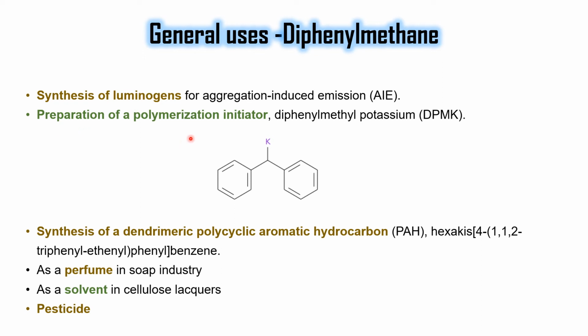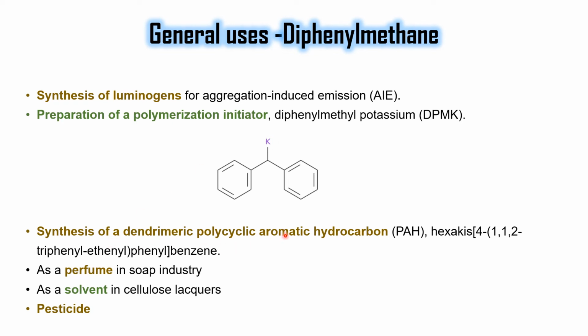Then another application is preparation of polymerization initiator. This is the simple compound DPMK, wherein the central carbon which was holding two hydrogens, one of them is replaced with potassium. We have even seen in the reaction that it can be replaced with sodium also, because it is acidic, so you can react it with any alkali metal. Now this metal can act as a trigger. It can initiate the polymerization reaction, so it can get removed and we can add any other group which we want. So we have seen this in the alkylation reaction.